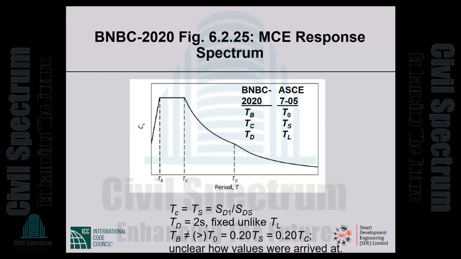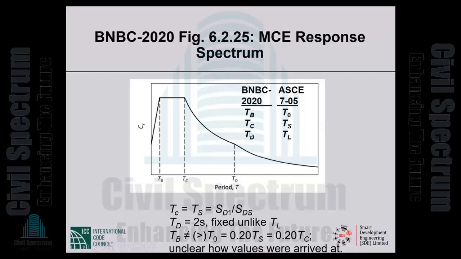Okay. The T sub L of ASC 705 you saw is mapped. It is 4 to 16 seconds. In BNBC, T sub D is a fixed 2 seconds. So that part is pretty clear cut. The T sub 0 I mentioned to you is 0.2 T sub S. In BNBC, T sub B is not 0.2 of T sub C. It is larger. It is always larger.